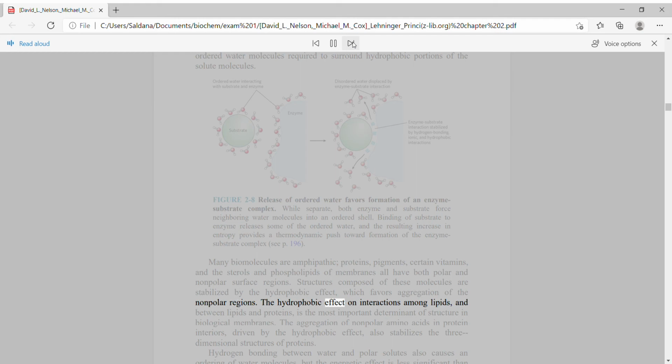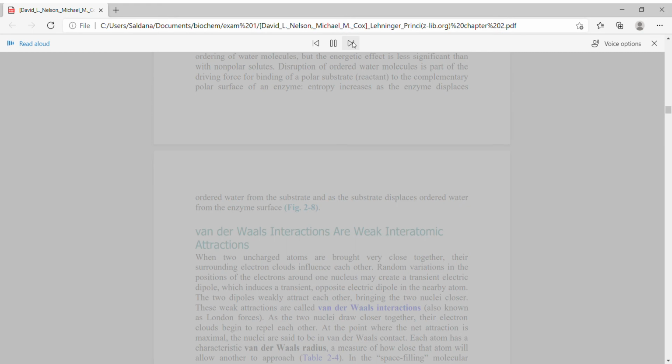The hydrophobic effect on interactions among lipids, and between lipids and proteins, is the most important determinant of structure in biological membranes. The aggregation of nonpolar amino acids in protein interiors, driven by the hydrophobic effect, also stabilizes the three-dimensional structures of proteins. Hydrogen bonding between water and polar solutes also causes an ordering of water molecules, but the energetic effect is less significant than with nonpolar solutes.